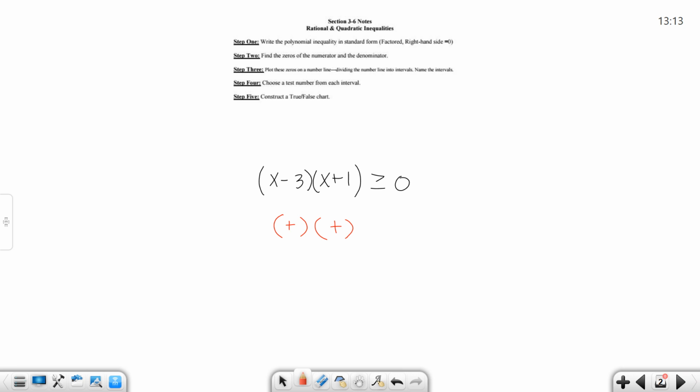But there's also another case. What else is positive or greater than 0? That would be 2 negatives. So you also have to take into consideration if the first factor is negative and the second factor is negative, that would give you a positive result. And of course a positive result is greater than or equal to 0. So that's why you have to go through all these cases. You can't just say, oh, 2 positives would give me a positive. Although that's true, there's something else that would give you a positive result as well. And that's why we need to go through these cases.